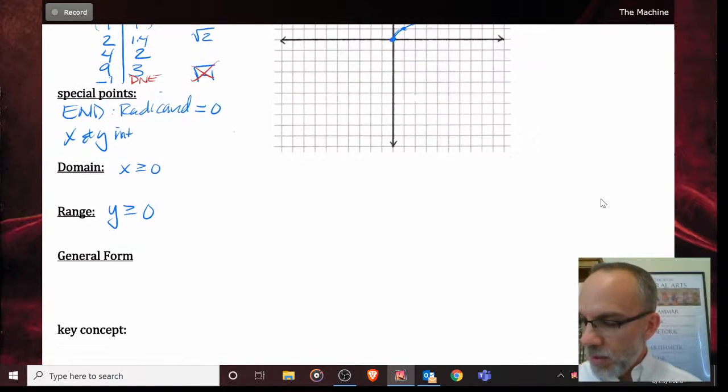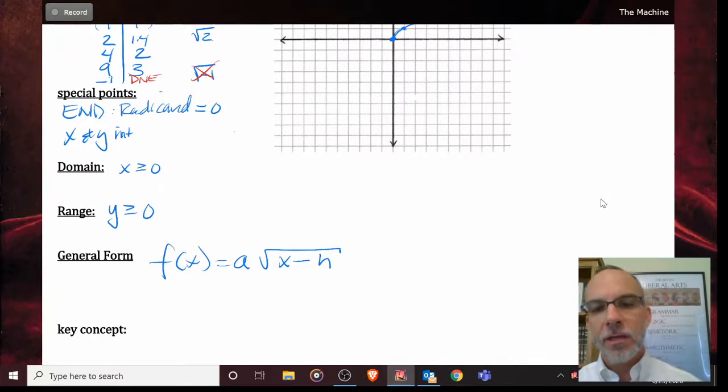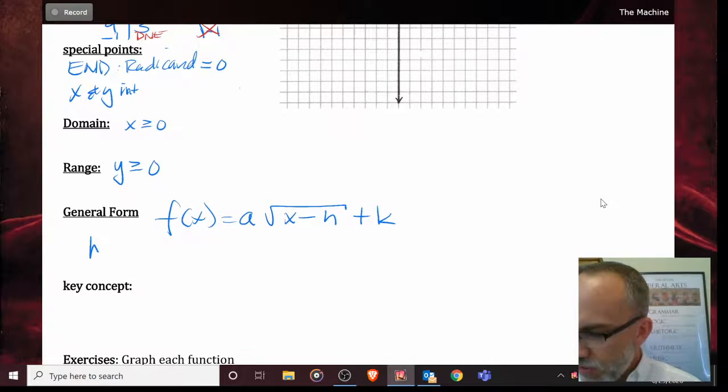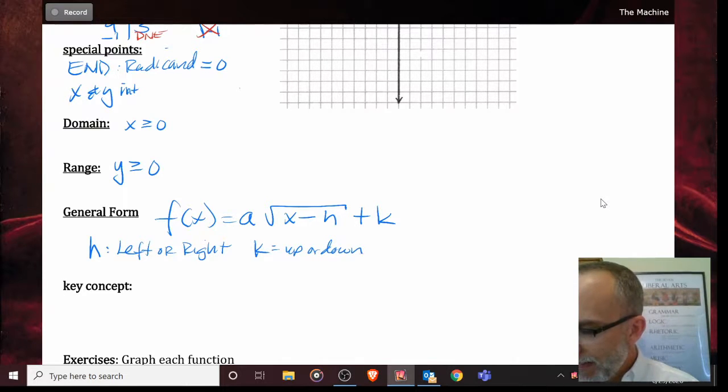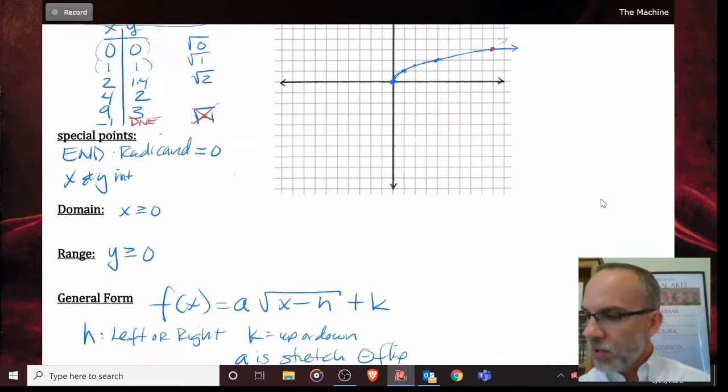Now, general form. General form is going to introduce some things that we've done previously, but we're going to put them now together with square roots. So general form would be f of x, or y, is equal to a square root of x minus h, and then outside of the square root, so maybe a little hook on the end to show that it's done, plus k. All right. Now, just like from a parabola, h has got to do with a shift left or right. k is a shift up or down. And a is a stretch, and if it's negative, it's going to be a flip. So the principles are the same that you would see with a parabola, except now they're applied to this new shape.